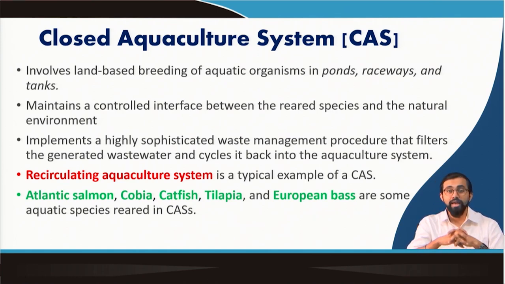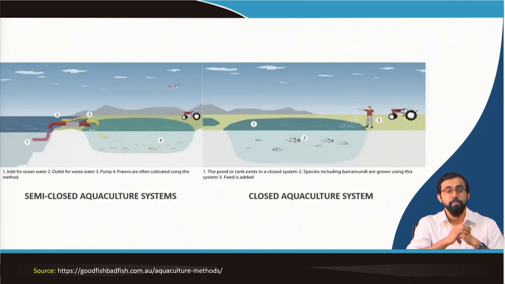Atlantic salmon, cobia, catfish, tilapia, and European bass are some examples of the aquatic species which are normally reared in the CAS, the closed aquaculture systems.